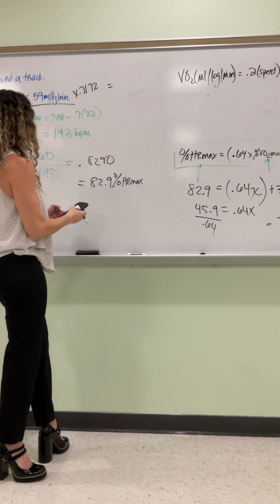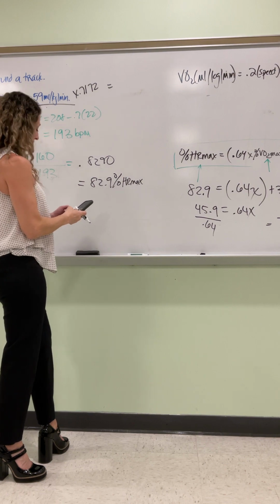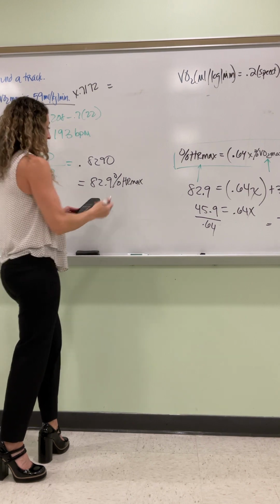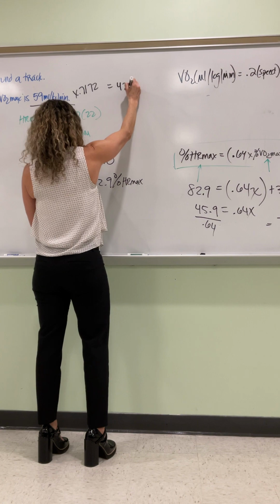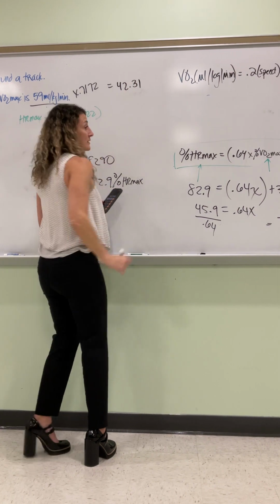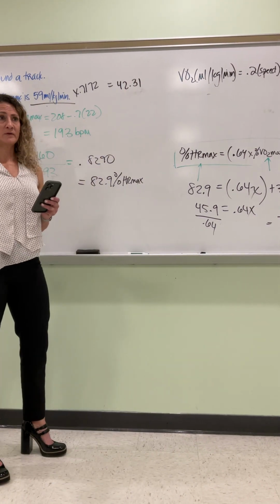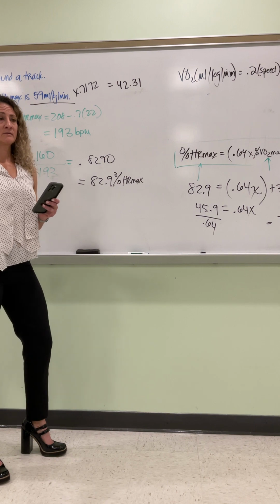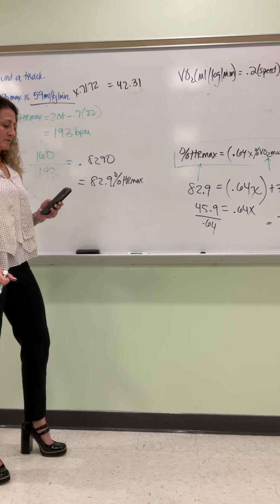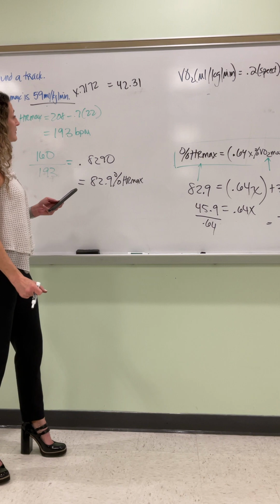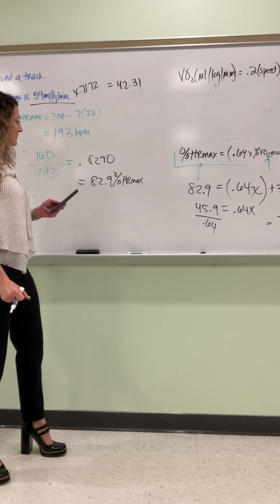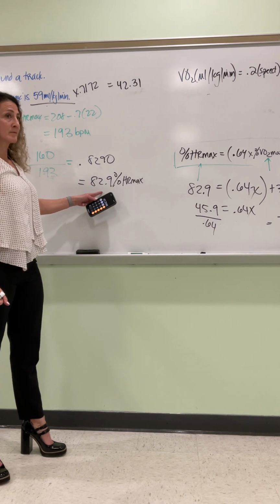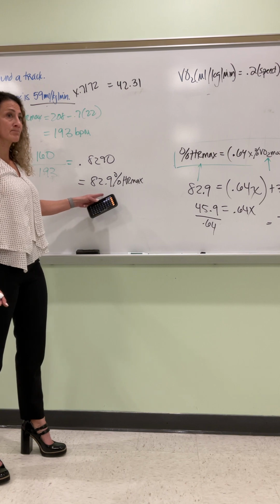$59 times 0.7172. 42.31. Is that what you guys got? I got 42.47. I think it's because we put the 83% instead. That's what I was gonna ask, would you give points for a rounding error, because some people round early, some people round late?